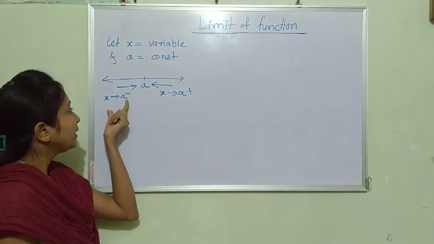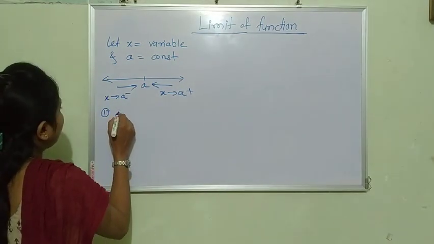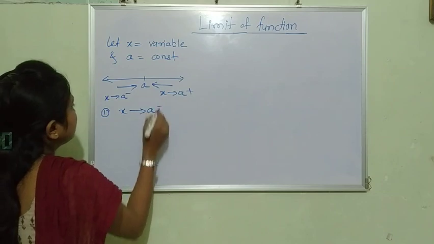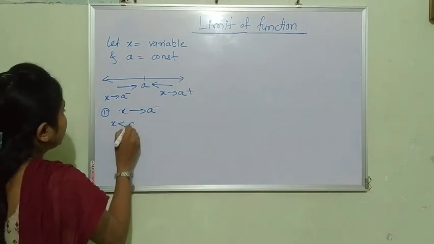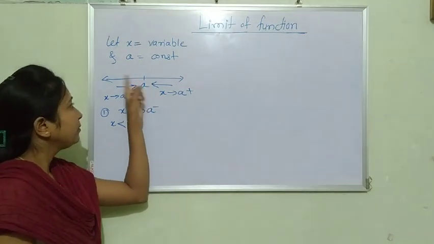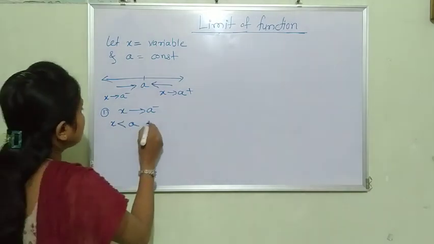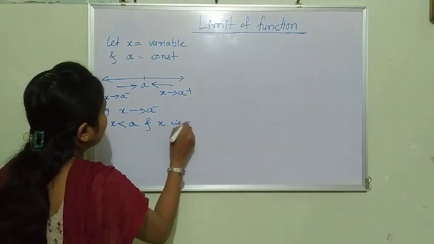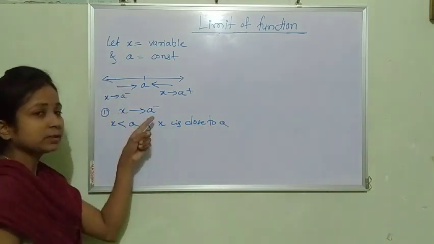What do x tends to a minus and x tends to a plus represent? First, x tends to a minus means x is less than a. A minus means the values which lie left side of a, and obviously these values are less than a. So x is less than a and x is close to a. Okay, x tends to a minus.